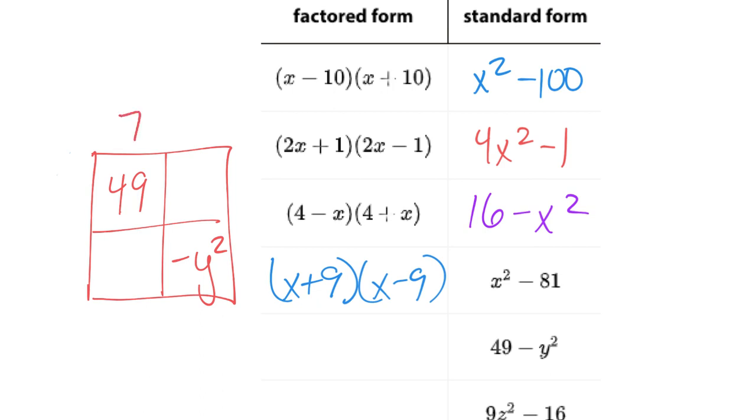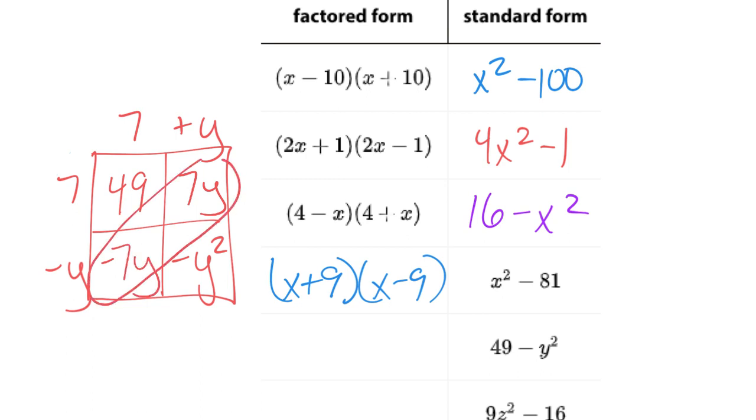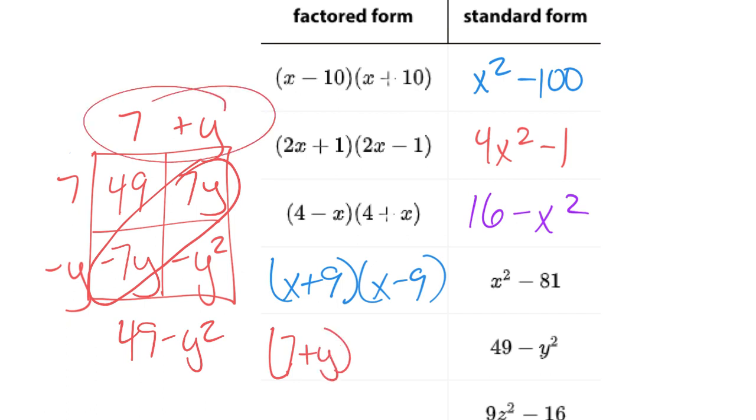To get 49, I'm going to try 7 times 7. And then again, I need a plus and a minus here because this is a negative here. And to get y squared, I'm going to have y times y. So positive y times negative y would get me negative y squared. Fill in the rest of this. I have 7y and negative 7y. So when I combine those, I would end up with 0y. So I end up with 49 minus y squared, which is what we want. So those factors we used were 7 plus y, that's our first one across the top, times 7 minus y, the other factor along the side.